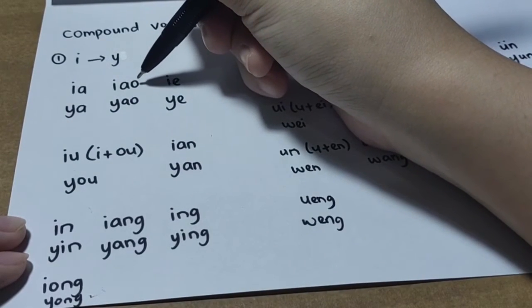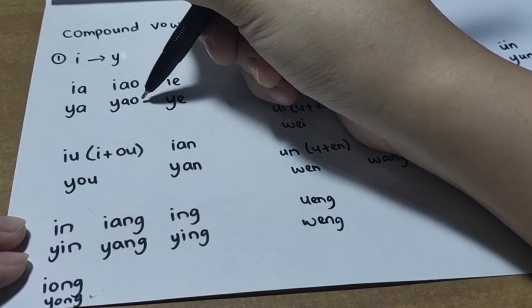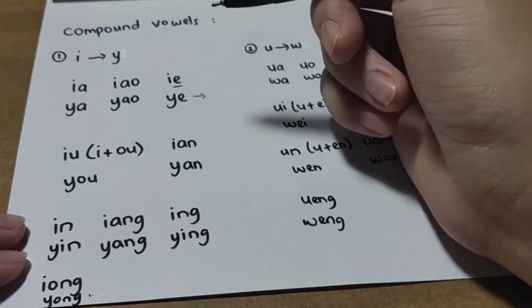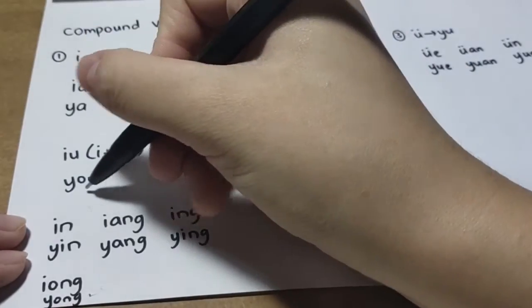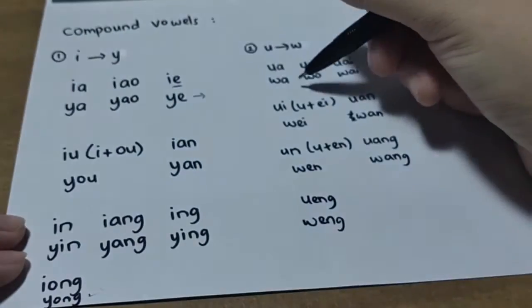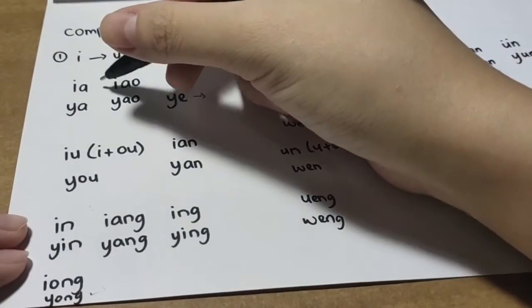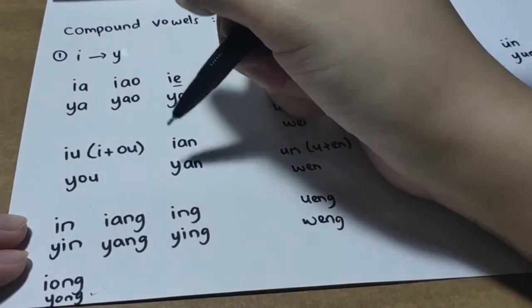Yao, ye. So the below part, this one, is the written form. And the upper part is the pronunciation.